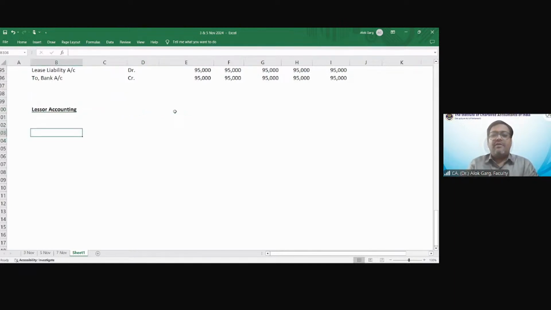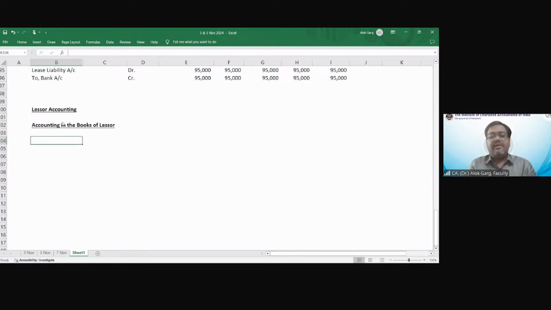Yes, so this is what I want to discuss. Coming to the lessor accounting. Lessor accounting means accounting in the books of the lessor.